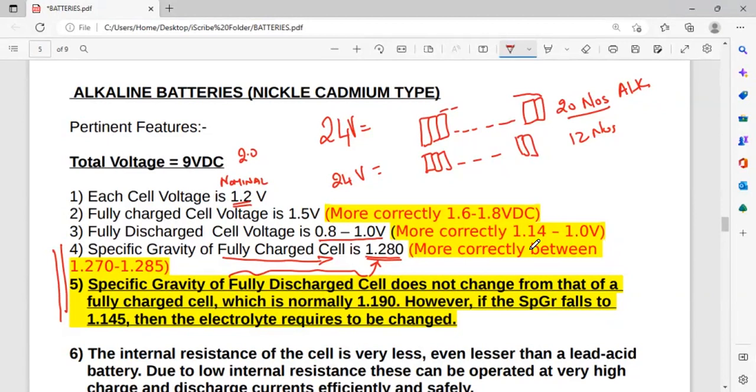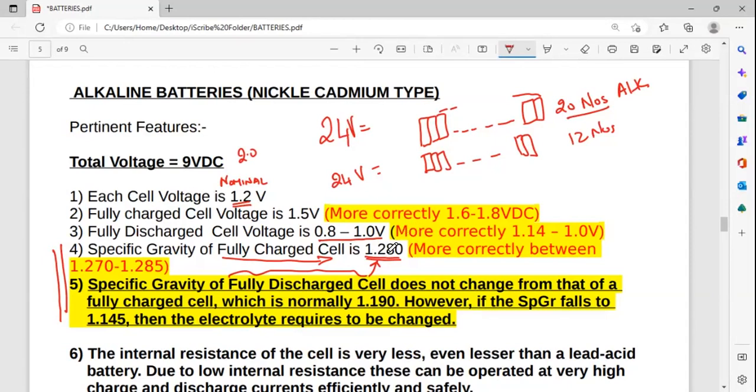Fully discharged, 1.280, fully discharged, also showing you that. So your answer would be: a fully discharged cell will show you also 1.280 if it is in good condition. Because if it was in a bad condition, then this particular 1.280, even in the fully discharged state, would fall to 1.190 or even less than that, to 1.145.